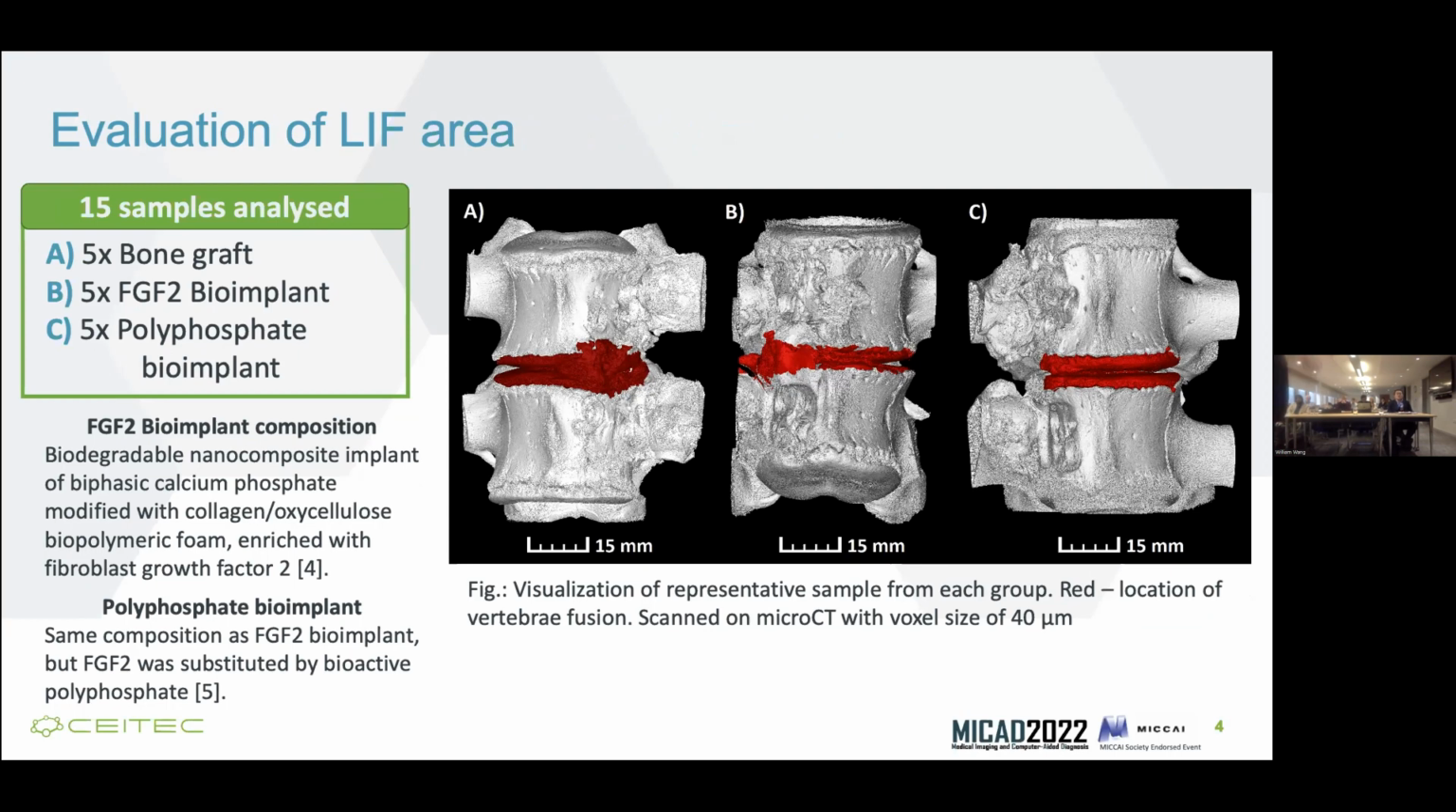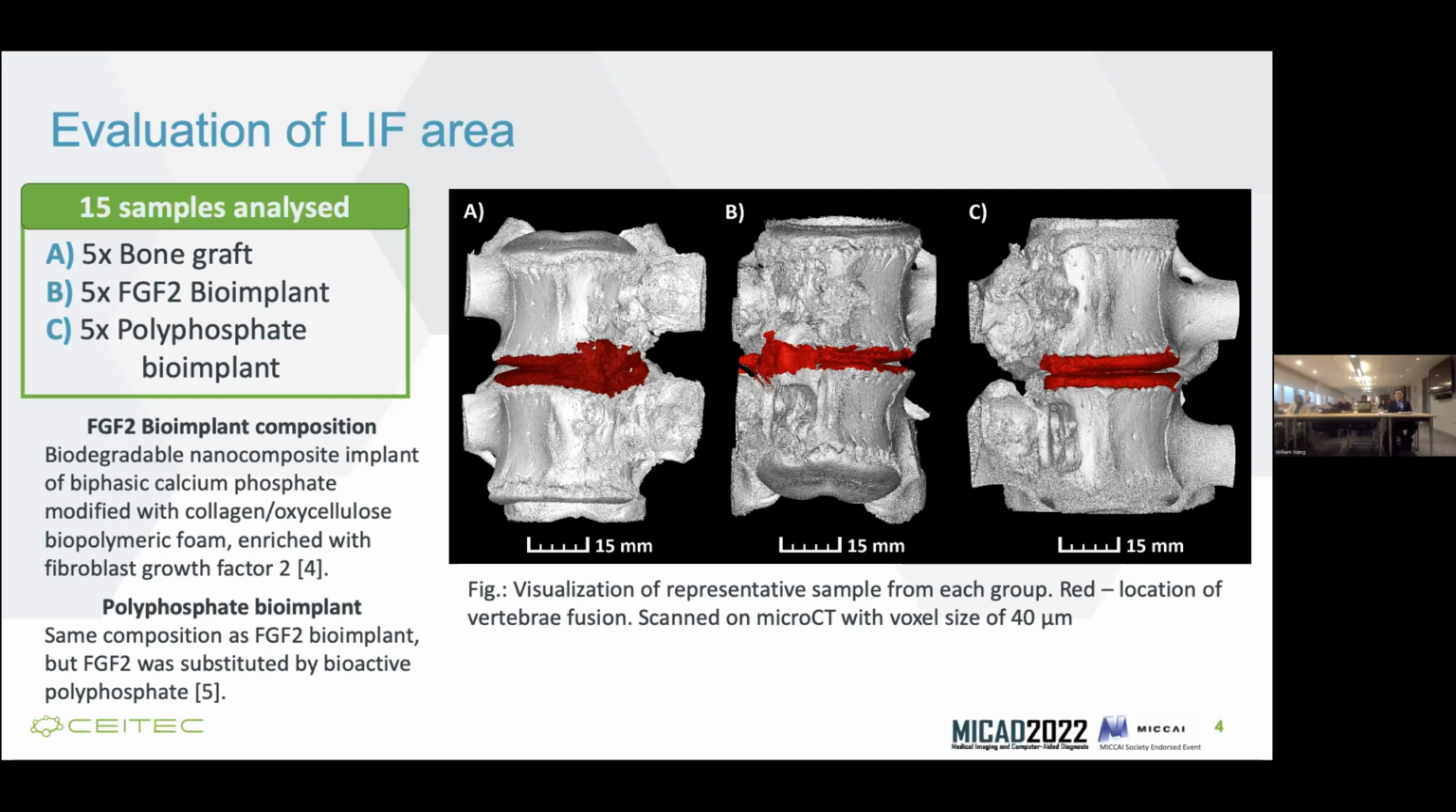Regarding the materials, 5 samples utilized the bone graft. Then there is a novel bioimplant based on a ceramic scaffold enriched with fibroblast growth factor 2. And in the third group, the same kind of material was used, but the fibroblast growth factor was replaced by polyphosphate, due to the high cost of the fibroblast growth factor.